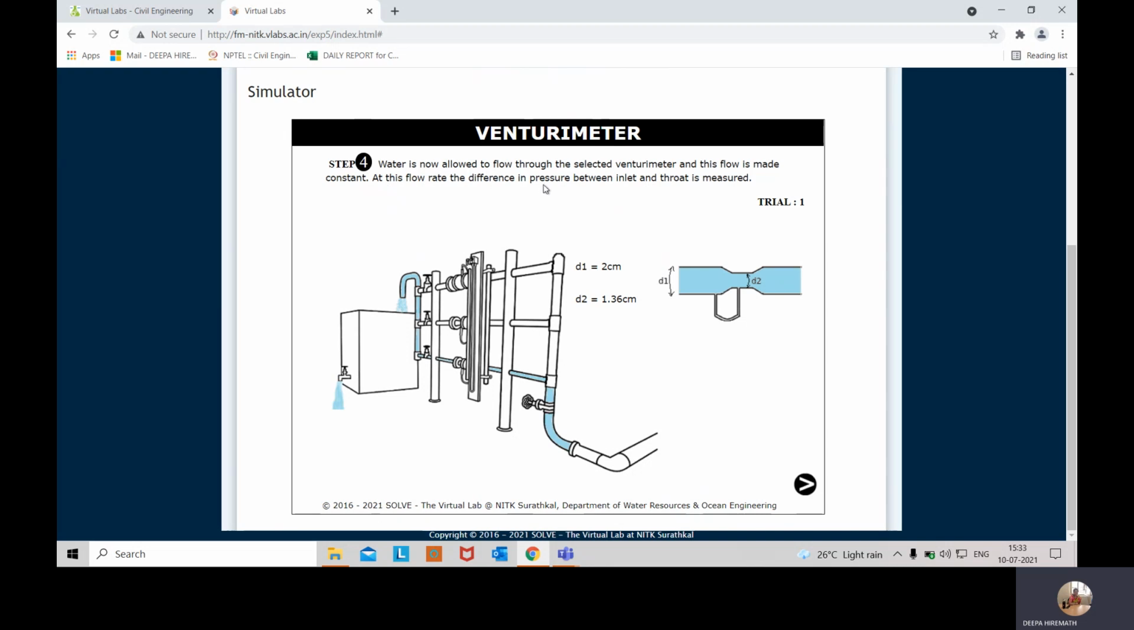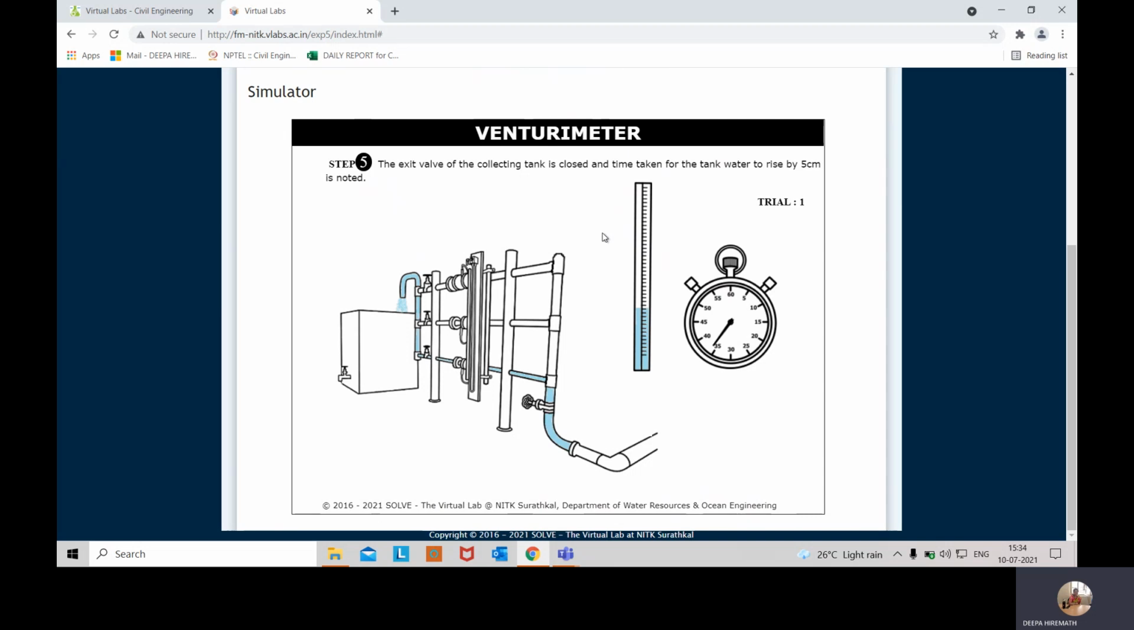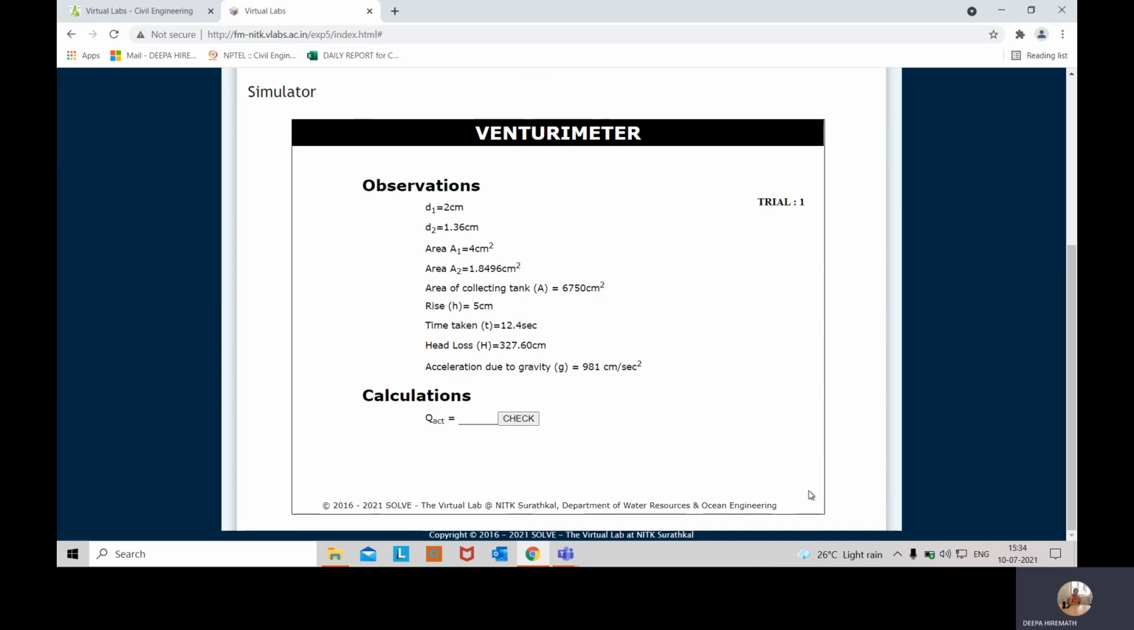Now water is allowed to flow through the selected venturimeter and this flow is made constant. At this flow rate, the difference in pressure between inlet and throat is measured. After that, the exit valve of the collecting tank is closed and we note down the time taken to collect about 5 centimeters of water in the collecting tank.